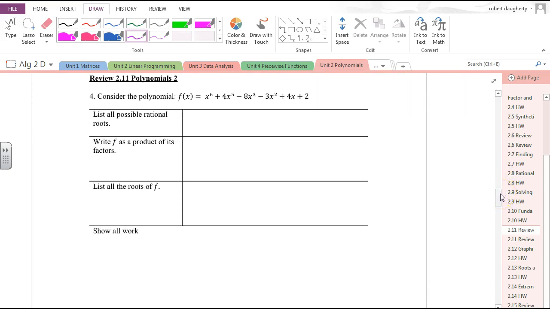Next polynomial. List all the possible rational roots and then write f as a product of its factors. That's the complete factorization. And list all of the roots. And then we've got to show all of our work for this.